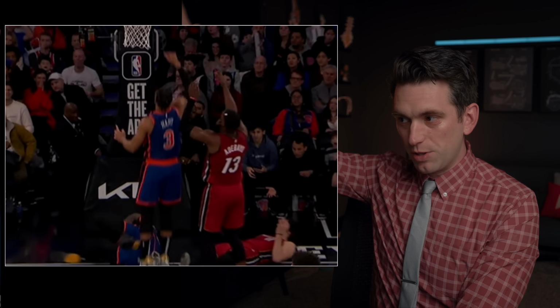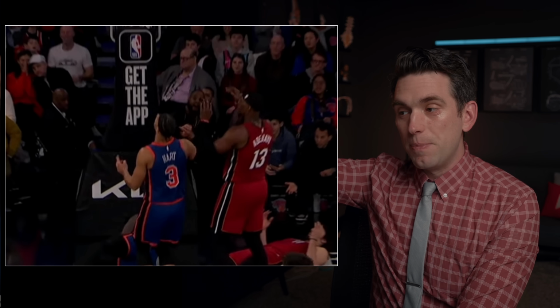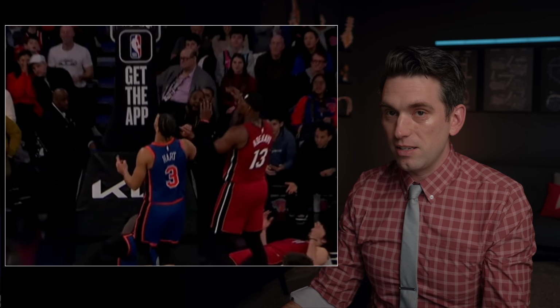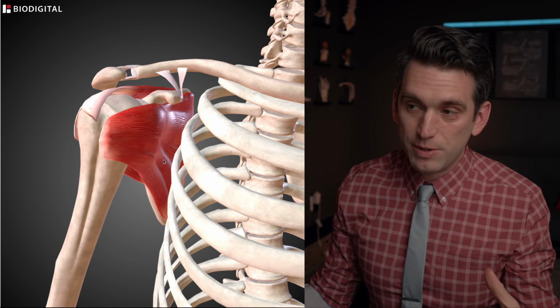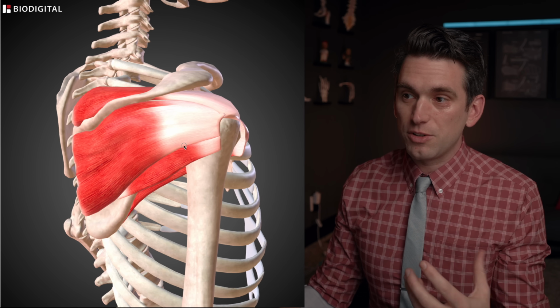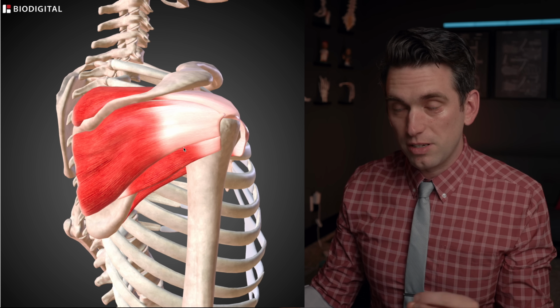Oftentimes people who get with their arm out overhead when they land, that can cause this sudden force that leads to these dislocations. If we look at our biodigital anatomy tool here, let's talk about our shoulder anatomy and then get down to the joint and then what can be injured with the dislocation.